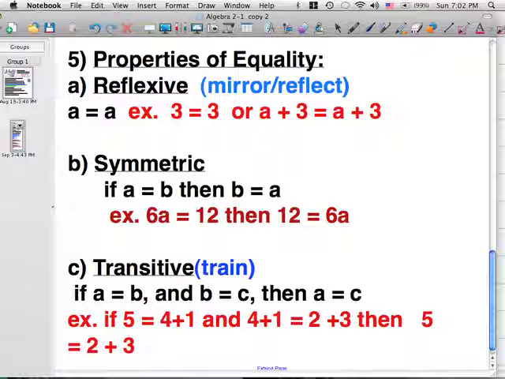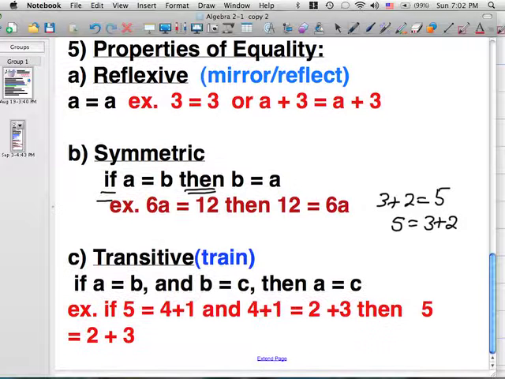The symmetric property looks something like the commutative property, but it's an if-then statement, and it's switching around the equal sign, not around the addition or multiplication sign. So if A equals B, then B equals A, which means that if 6 times A equals 12, then it's true I can turn it around the equal sign: 12 equals 6A. And you have done that for years, like if you had a problem 3 plus 2 equals 5, you've turned it around and said 5 equals 3 plus 2.